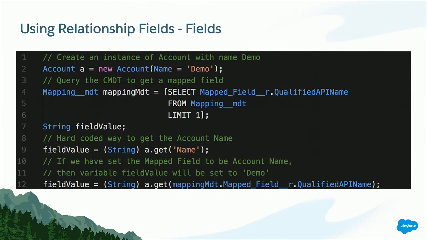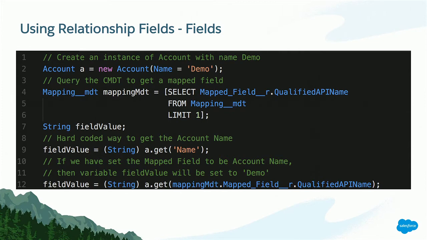All right. Now let's talk about one of the special features that we only have with custom metadata types, which are relationship fields. Relationship fields let us point to another entity. So we can point to the account object, and we can point to the name field on the account object. We're not pointing to a record, we're pointing to the object. Let's see how we might use that for our requirements.